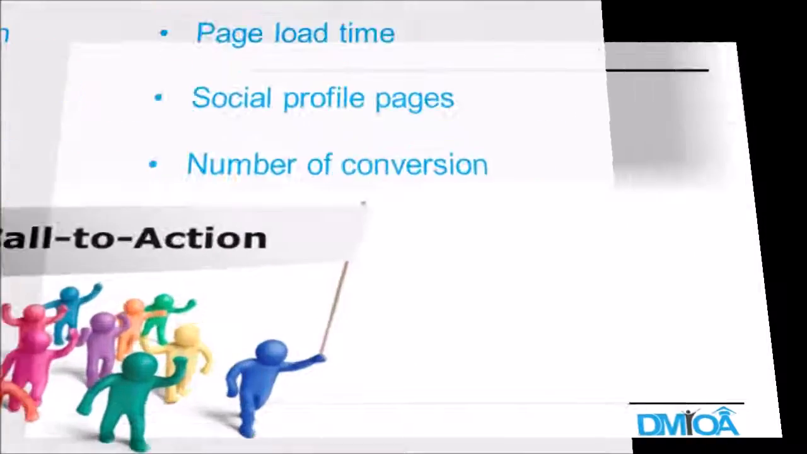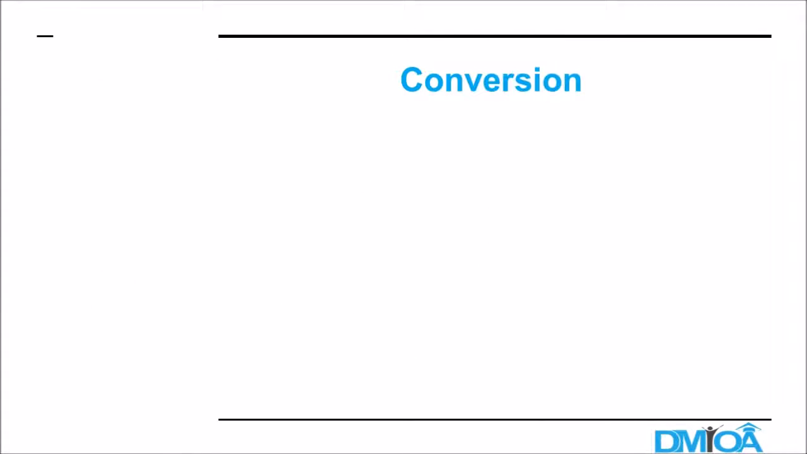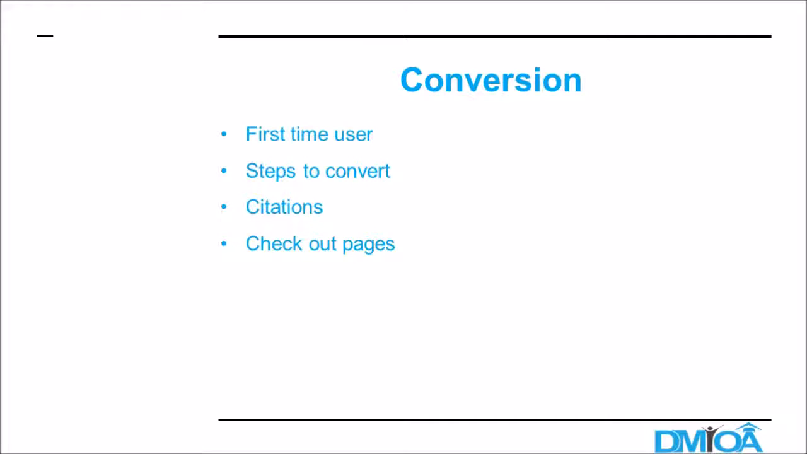So the next kind of data to collect is about conversion. This kind of data is rarely available online, but you can check it out by your own personal experience. Try and find out what, as a first-time user, you feel about the site. How many steps are there to convert? How many citations have they received? How unique are their checkout pages, or how easy are the checkout pages to navigate?